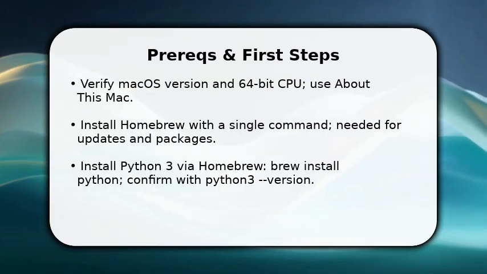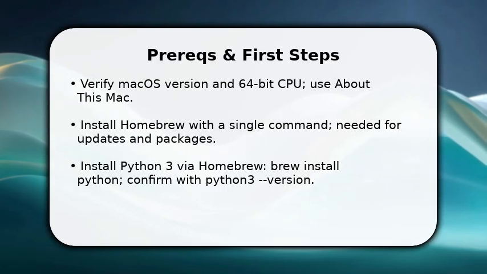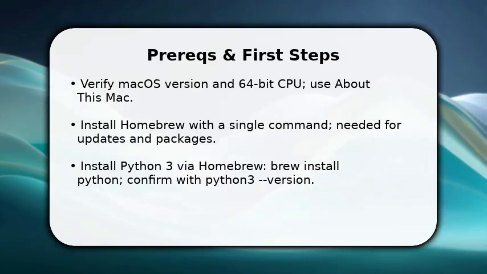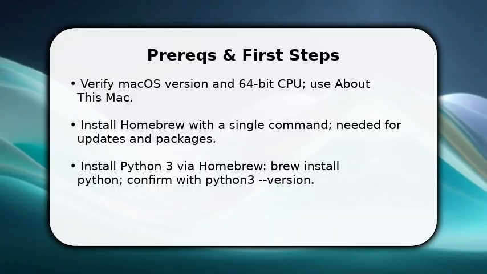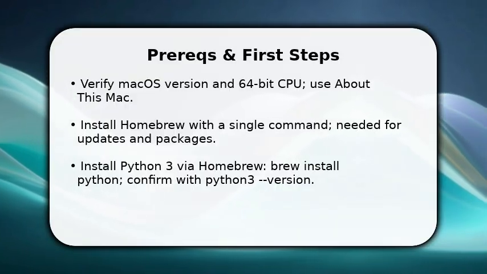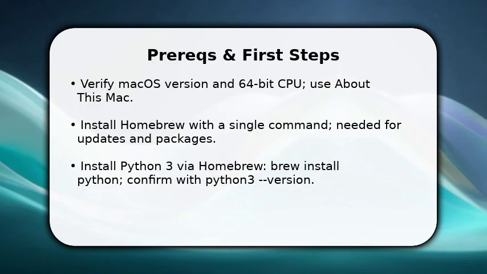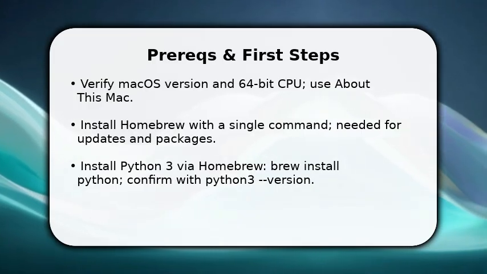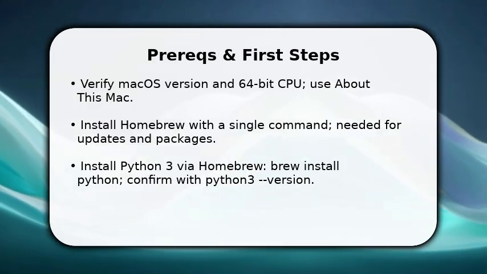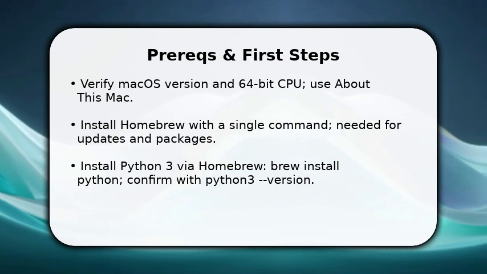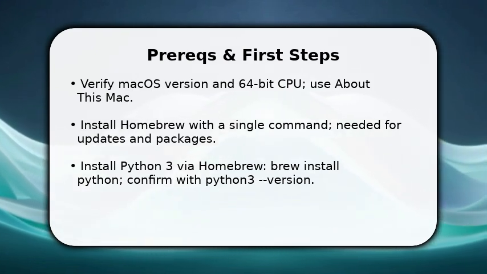Make sure to add /usr/local/bin or /opt/homebrew/bin to your PATH so python3 and pip3 are available in terminal. That lets you manage packages and virtual environments cleanly. Once done, you'll be positioned to create isolated projects and avoid system Python conflicts as you code.